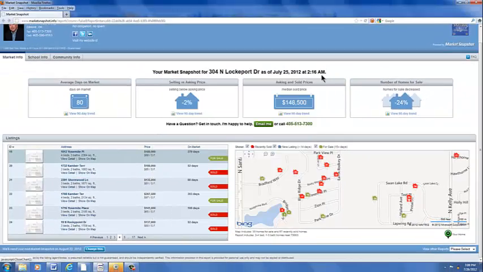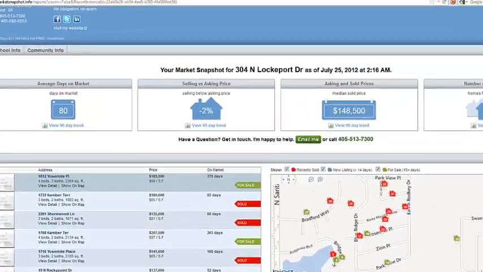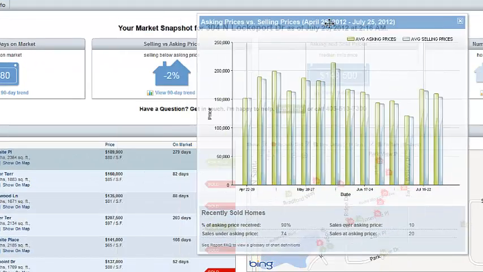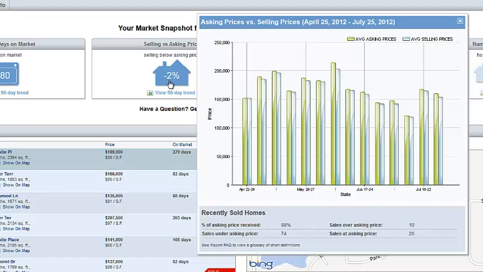The next trend analysis that we want to look at is the selling versus asking price. As you can see right here, for this neighborhood, it is 2% below the asking price. This is a trend analysis that displays a graph and a table, the difference between the average listing price and the average selling prices, and so you can see if it's a seller's or buyer's market.